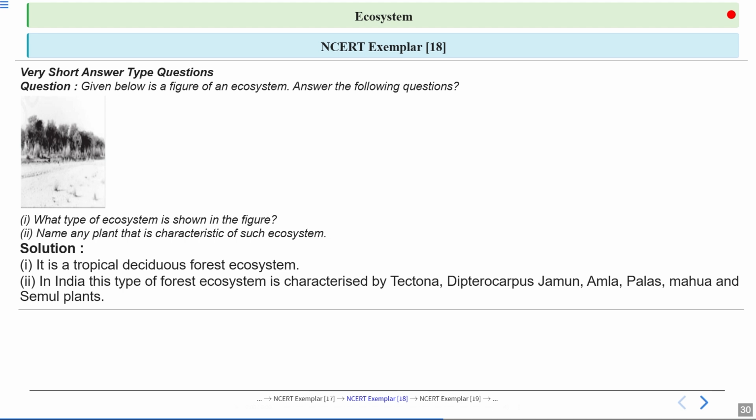Moving on to the next part of the question. Now in India, tropical deciduous forests are characterized by plants such as Tectona, Dipterocarpus, Jamun, amla, Palas, Mahua, and Semal. These plants are well adapted to the climatic conditions of these forests. Understanding the plant species helps us to appreciate the ecological balance and the role each species plays in the ecosystem.